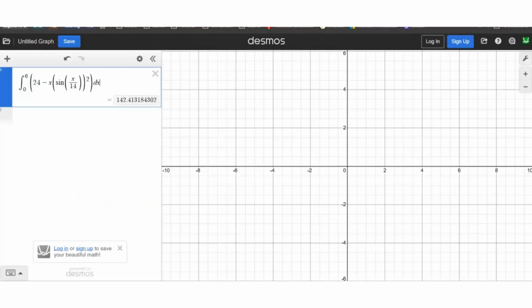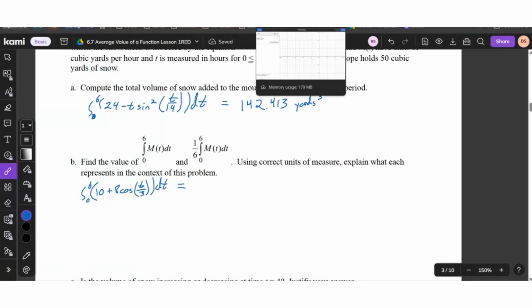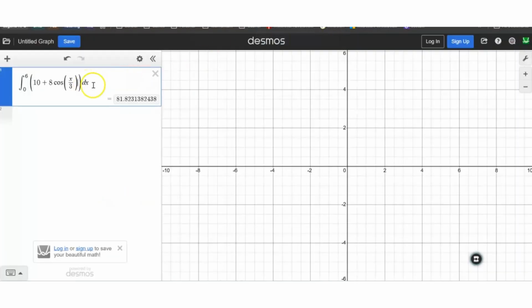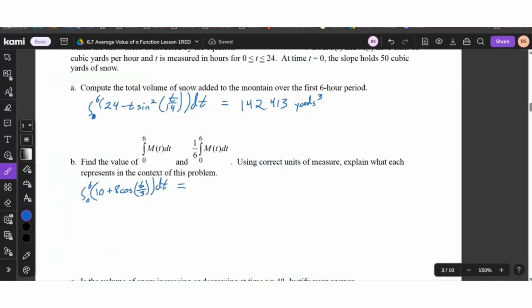So this time it's the integral of 10 plus 8 cosine of x divided by what? 3. Divided by 6? Okay, now what is it divided by? No, it's by 3. So 81.823. But everything is divided by 6. Later, we're not doing that one. And that one would be yards cubed.